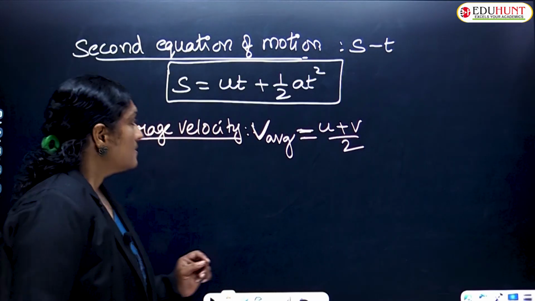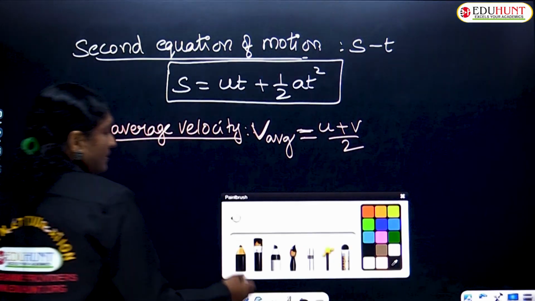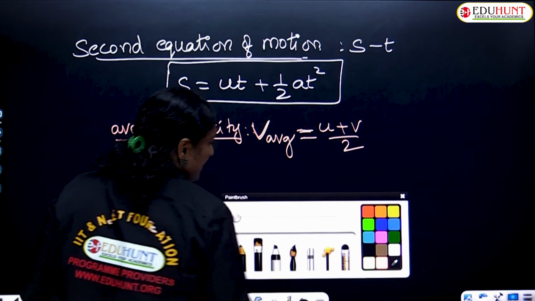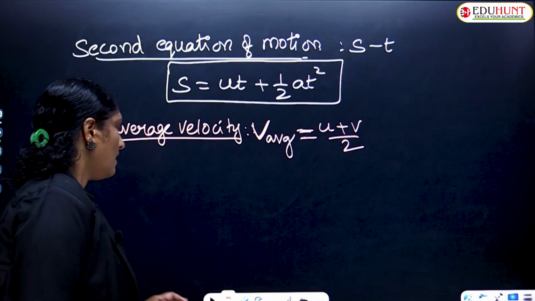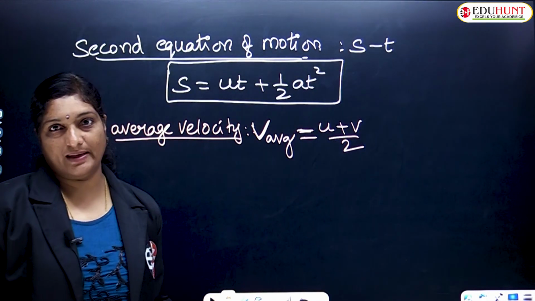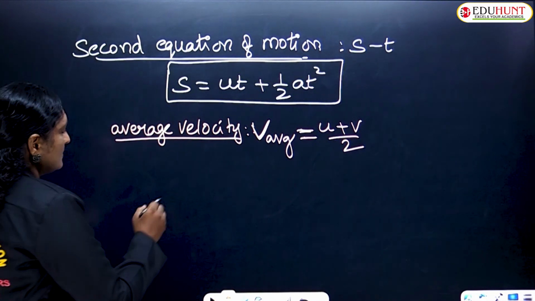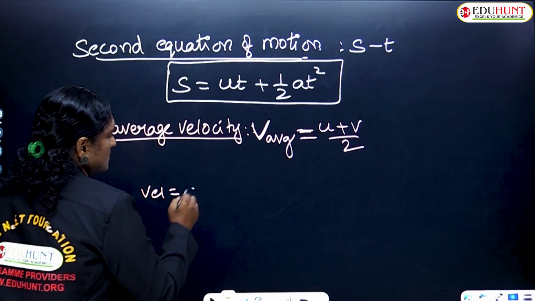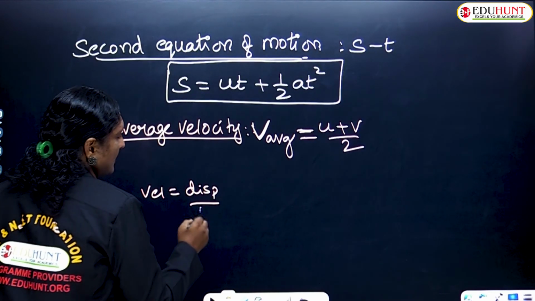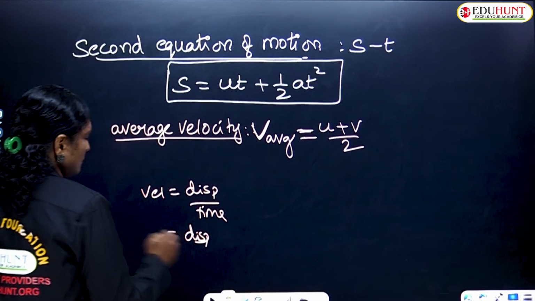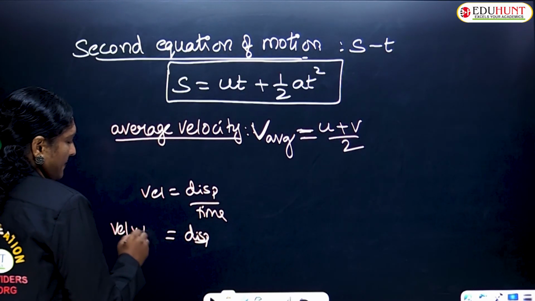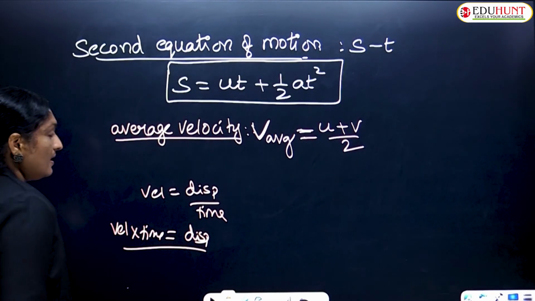Isn't it, children? Now we know that speed equals distance by time, or velocity equals displacement by time. As we know that velocity is equal to displacement by time, I can write displacement is equal to velocity into time. So what is the formula, children?